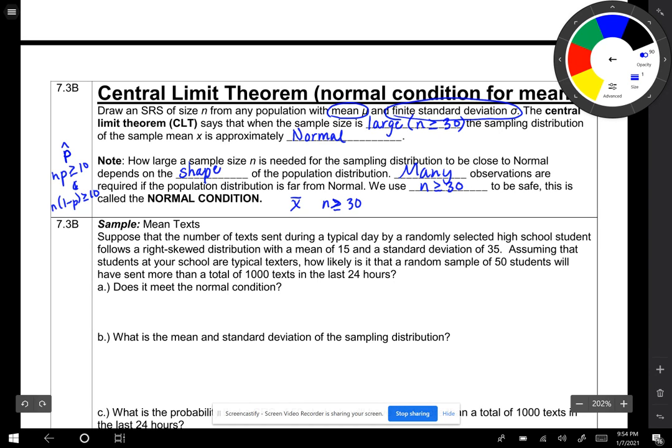Let's look at a sample problem called mean text. Suppose that the number of texts sent during a typical day by a randomly selected high school student follows a right-skewed distribution with a mean of 15 and a standard deviation of 35. Assuming that students at your school are typical texters, how likely is it that a random sample of 50 students will have sent more than a total of 1,000 texts in the last 24 hours? Does it meet the normal condition?